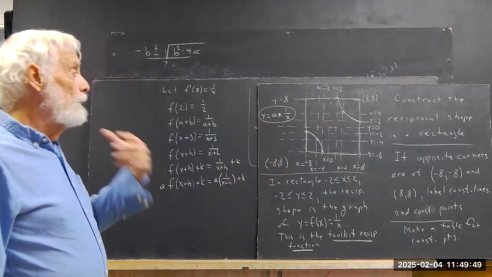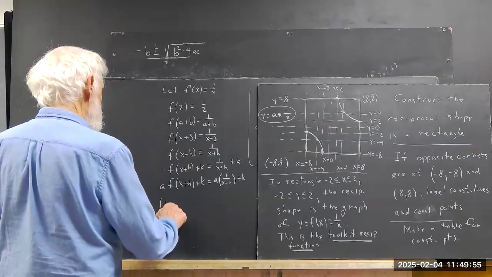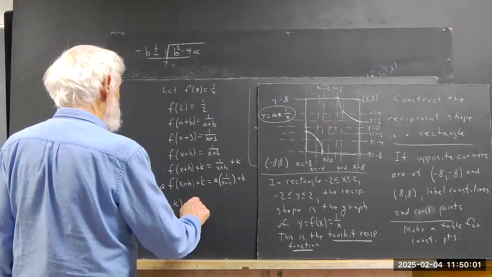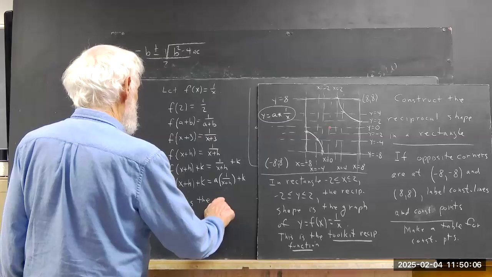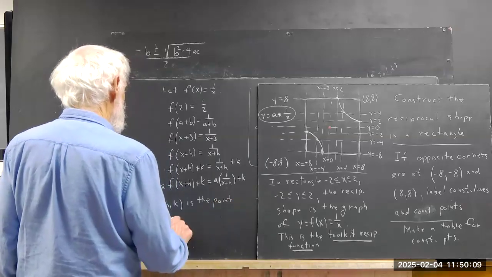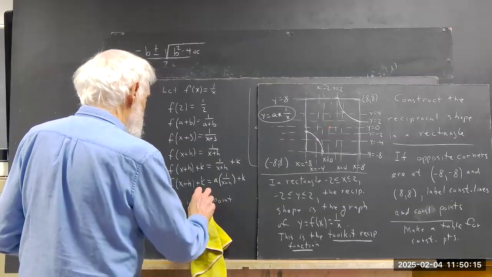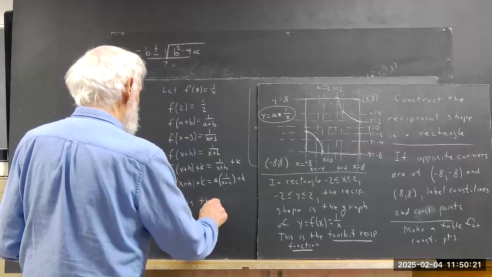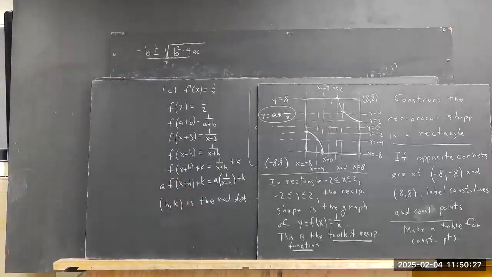So that works here. Well, the point of that is h, k is the red dot. In other words, h is the x coordinate.